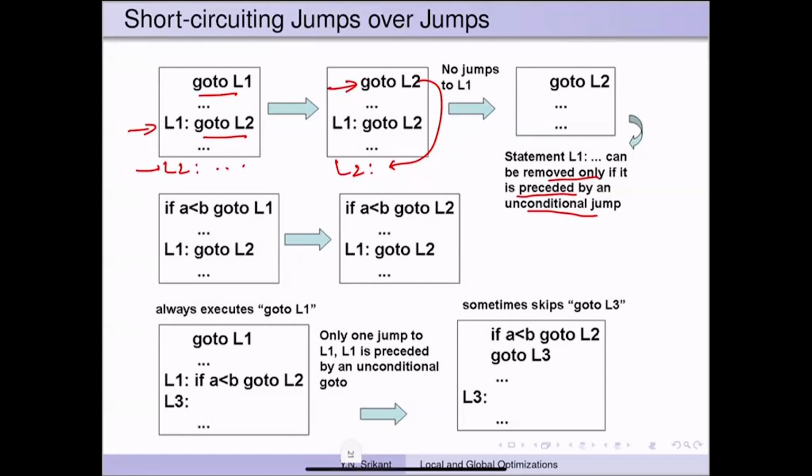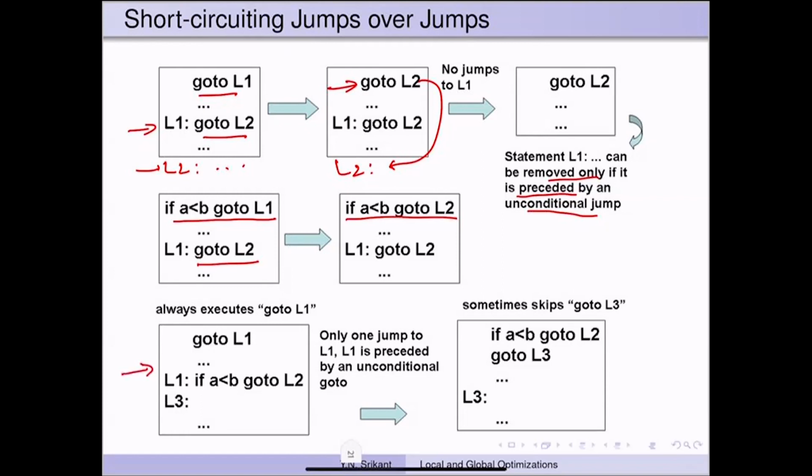Second situation, if A less than B, then go to L1, and at L1 you are going to say go to L2. Well, you can as well change it to if A less than B, go to L2, right? So thereby you are short circuiting some jumps.